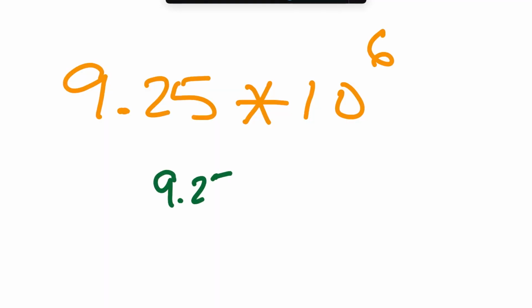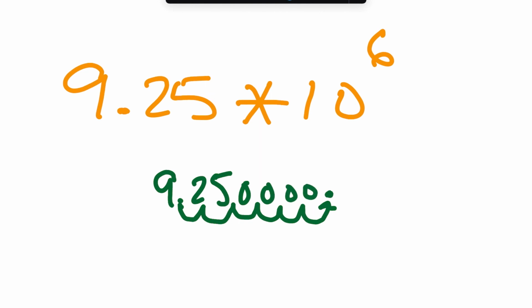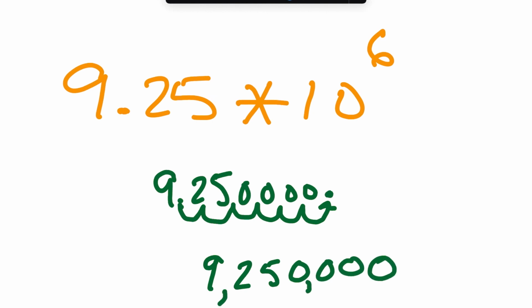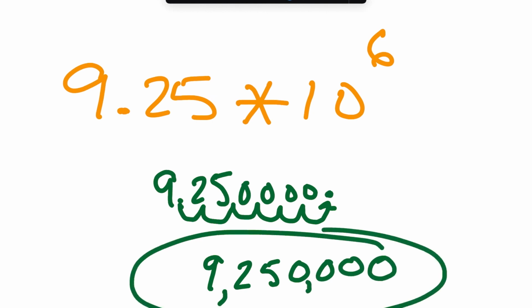9.25 times 10 to the 6th power. I'm going to take that decimal between the 9 and the 2. I'm going to move it right 6 places. And as you can see, I've moved it more places than I have numbers. So I'm going to fill in those with zeros. So 9.25 times 10 to the 6th power brings us back to 9,250,000.